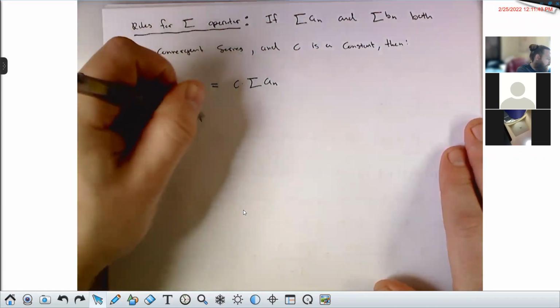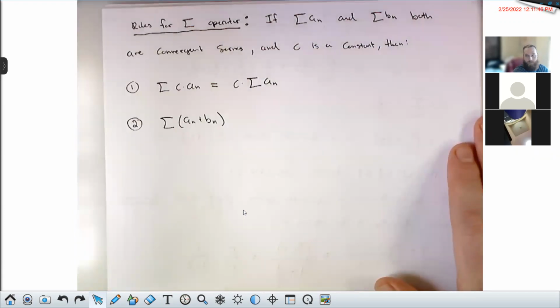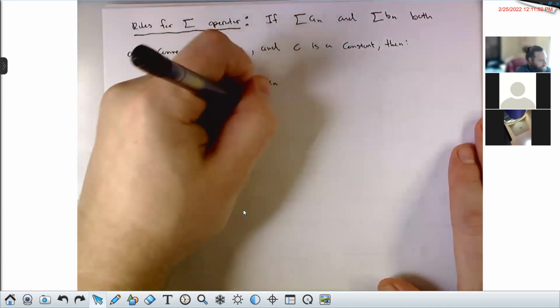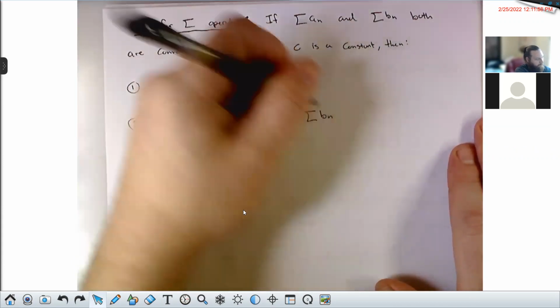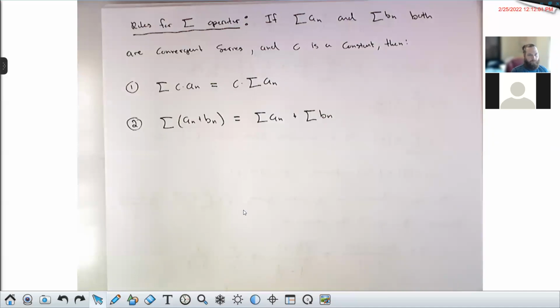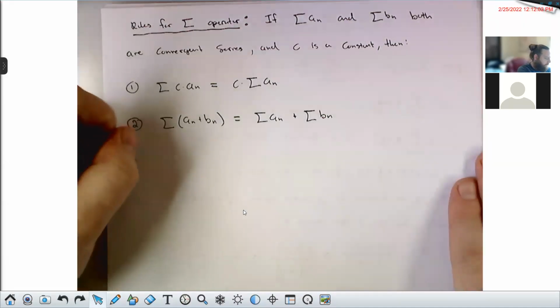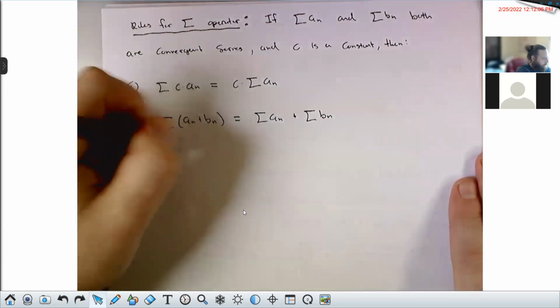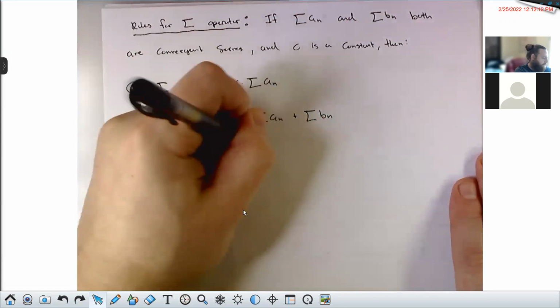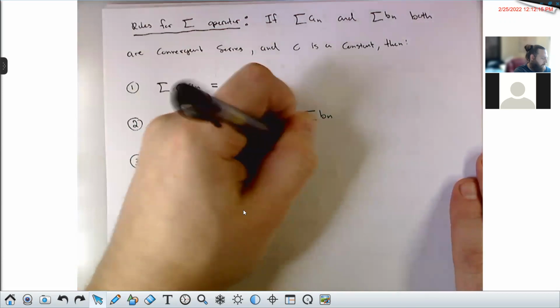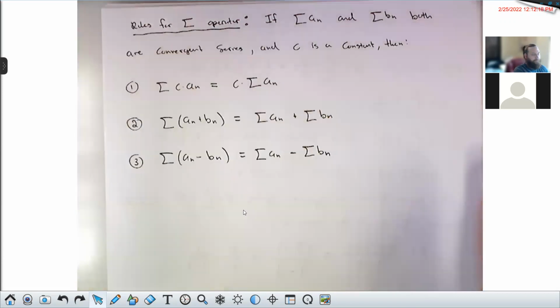Sigma of an plus bn. Again, just like an integral, you can split it up over addition. This would be sigma an plus sigma bn. And again, just like with an integral, sigma of an minus bn will be the same as sigma an minus sigma bn. But I'm assuming here that both sigma an and sigma bn are convergent series.